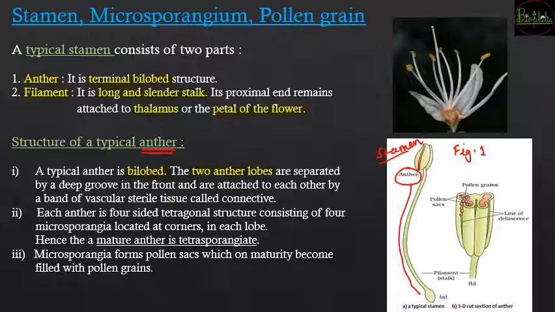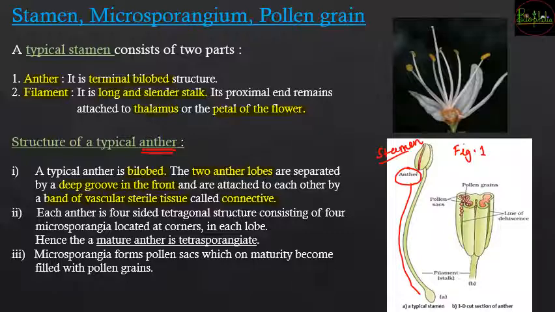Now these two anther lobes need to be differentiated and that differentiation can be because of a deep groove in the front. Okay, anther के सामने से you can see a deep groove and because of this deep groove the anther is called as bilobed. अब bilobed है, deep groove है, now the two lobes need to be attached to each other, right? So that attachment is going to be provided by the band of vascular sterile tissue that is called as connective, right?